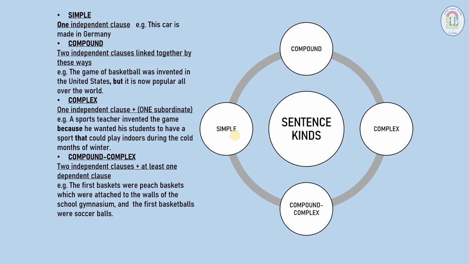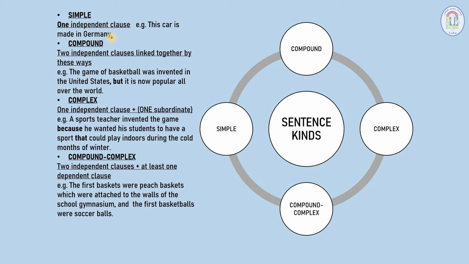Now we move to the kinds of sentences. In English, we have four main kinds of sentences: the simple, the compound, the complex, and the compound complex. The simple is normally one independent clause. For example, I say, this car is made in Germany. So it is a simple declarative sentence. There is a subject, verb, object, and full stop. So it is one sentence, one independent clause.